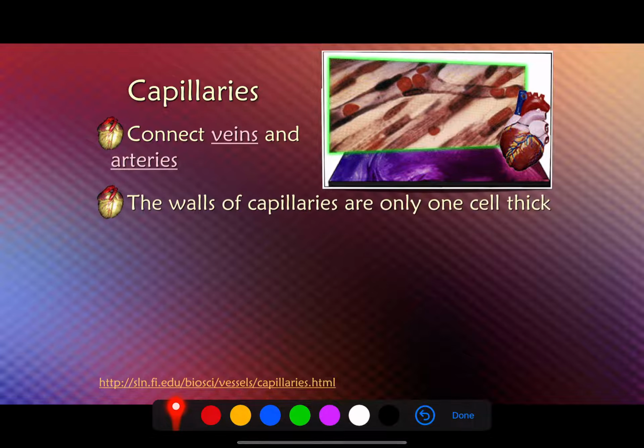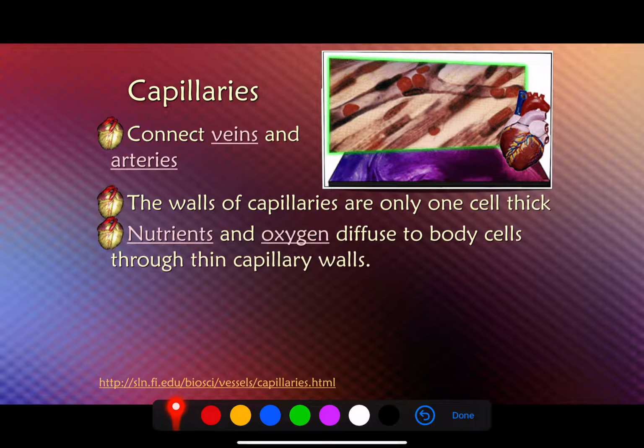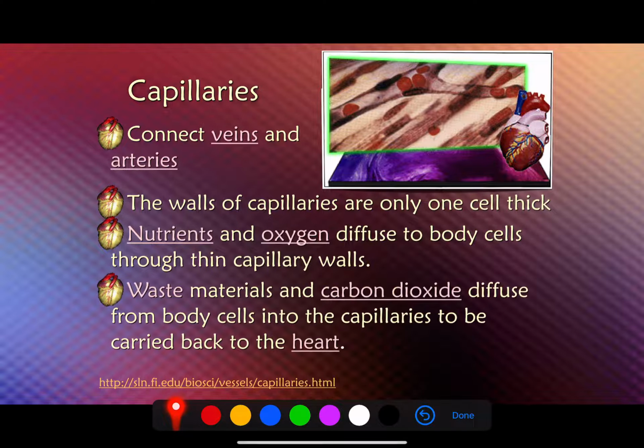And like you read in your assignment the other day, the walls of these capillaries are only 1 cell thick, and that's to allow nutrients and oxygen to diffuse into your body cells through those very thin capillary walls, and then to allow waste materials like carbon dioxide to diffuse from those body cells, from those tissues, into the capillaries so that that can then be carried back to the heart.